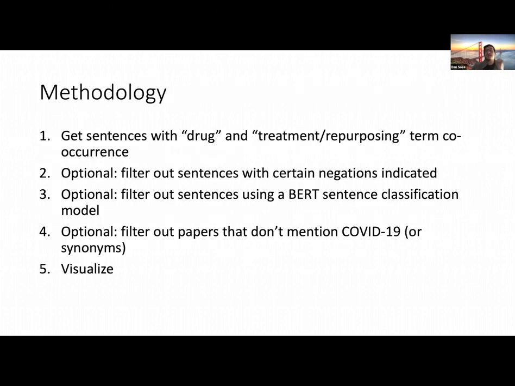So the methodology for this is relatively straightforward. First, we wanted to query sentences that mention both a drug and a trigger term that indicates that the drug is being used for treatment or considered as a repurposing candidate. And we just looked for sentences where both a drug and a trigger treatment term co-occur in a sentence. And then we considered a couple of filtrations from that because that's a very simple way to query sentences at first. First, we considered removing sentences that contain a negation, and by negation, I mean a word like not. So for example, if a sentence said, we do not recommend hydroxychloroquine for treatment, we want to try to remove those kinds of sentiments.